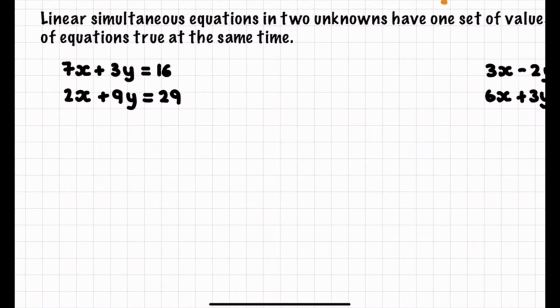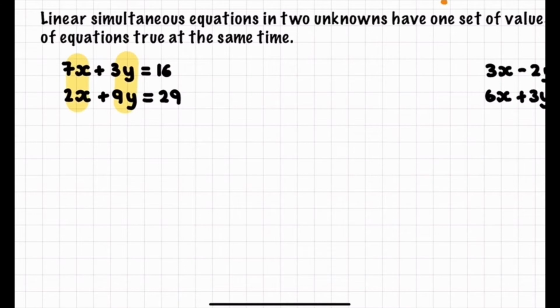In order for this to work, we need to eliminate one of the values from the equation. So in this example, we need to either make the x's the same or the y's the same, so that when one equation is subtracted from the other, we will be left with either x's or y's and a number, so we can figure out the value of these.